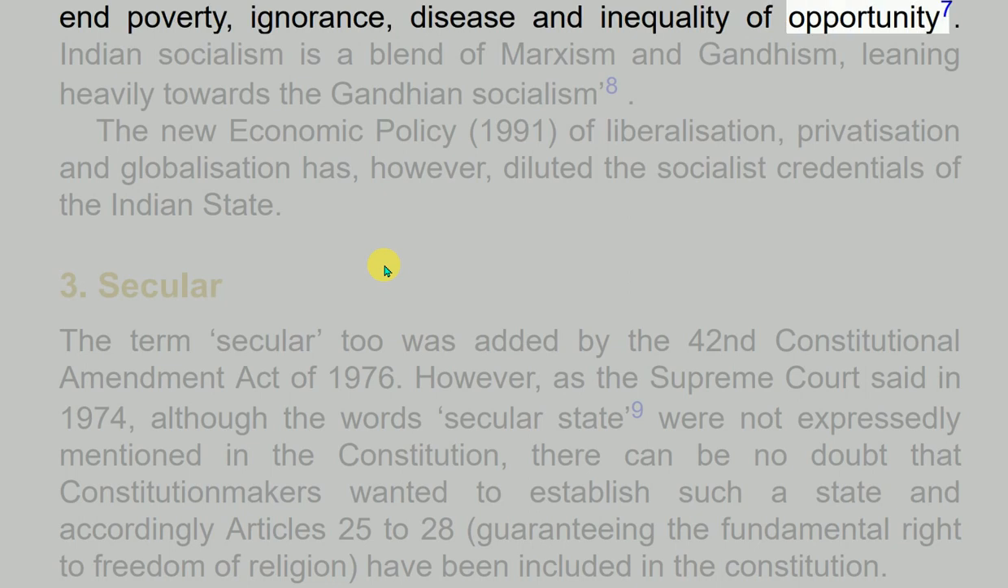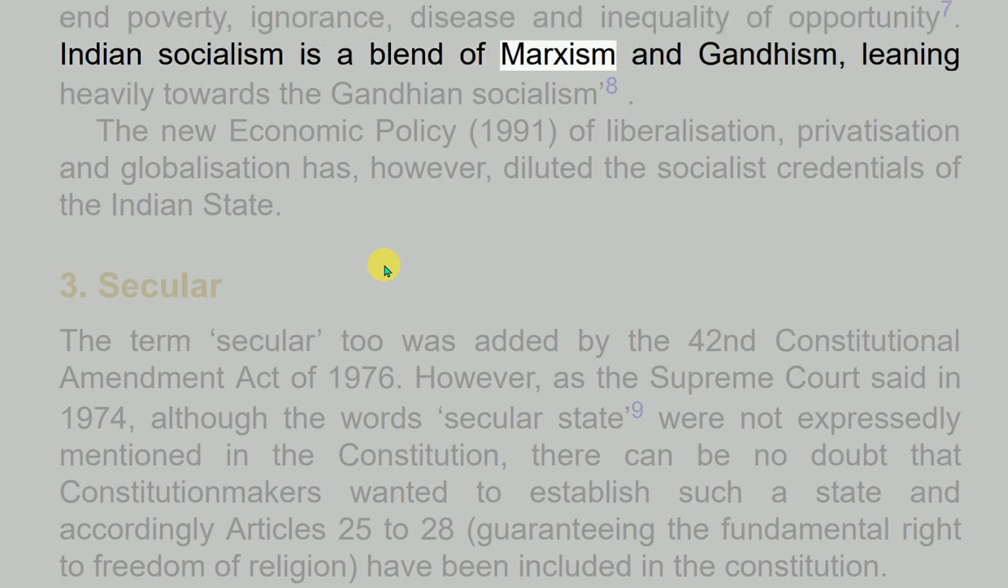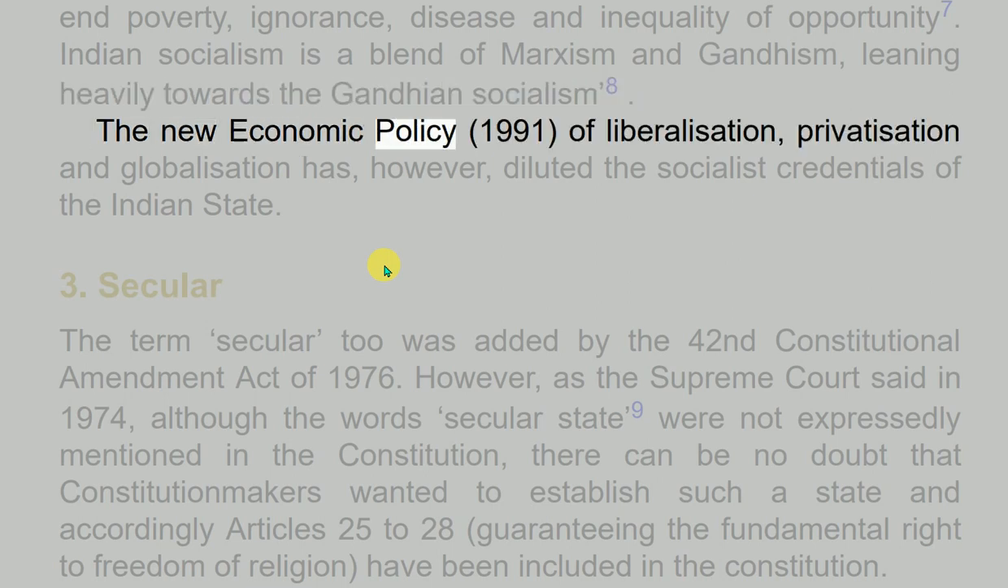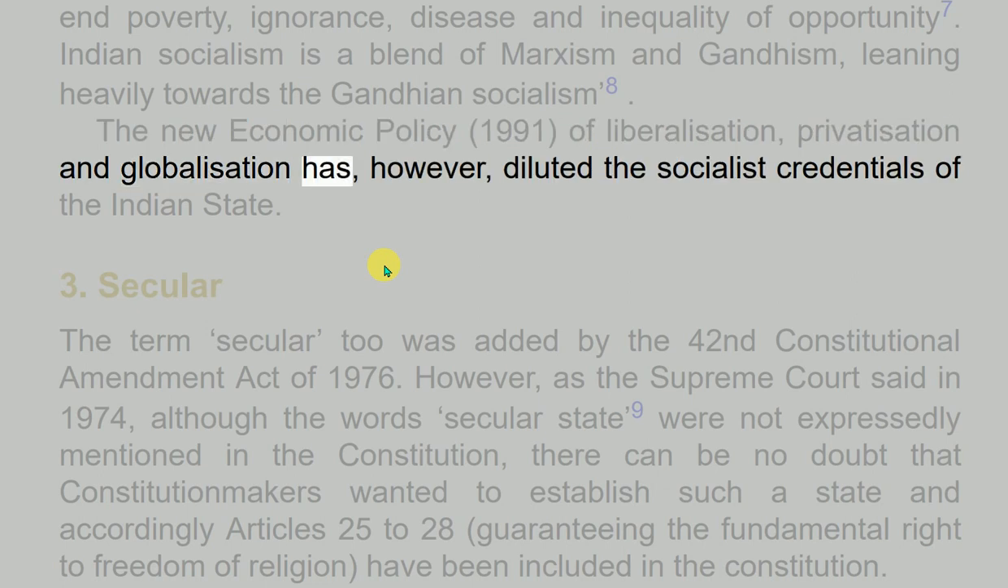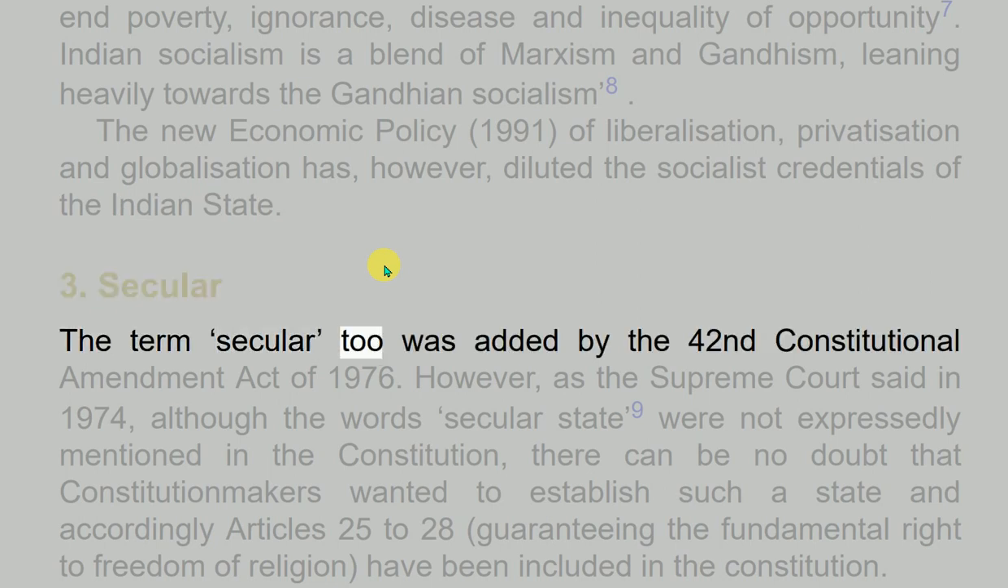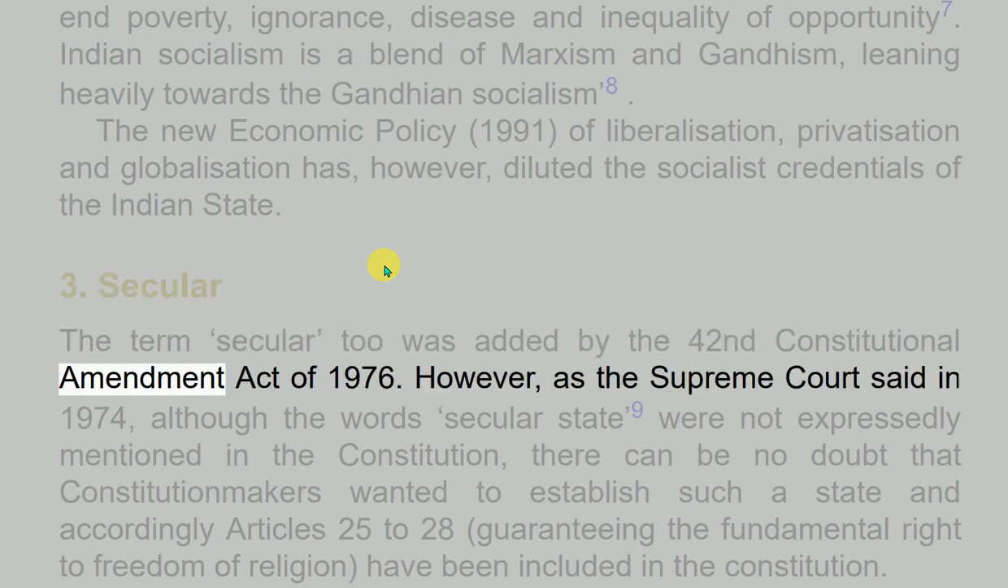Indian socialism is a blend of Marxism and Gandhism, leaning heavily towards the Gandhian socialism. The new economic policy, 1991, of liberalization, privatization and globalization has, however, diluted the socialist credentials of the Indian state. 3. Secular. The term secular, too, was added by the 42nd Constitutional Amendment Act of 1976.